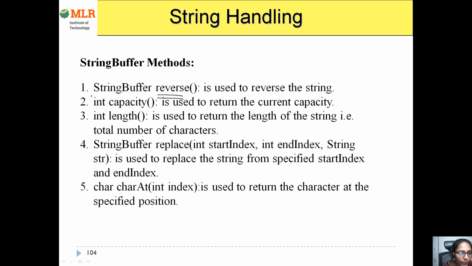The second is capacity. Capacity is the allocated length, not the used length, and length is the used length. For example, I have allocated 16 bytes, but my string is hello. Then in this case, the capacity will be 16 and the length will be 5. So out of that capacity, you can use as many bytes as you want.